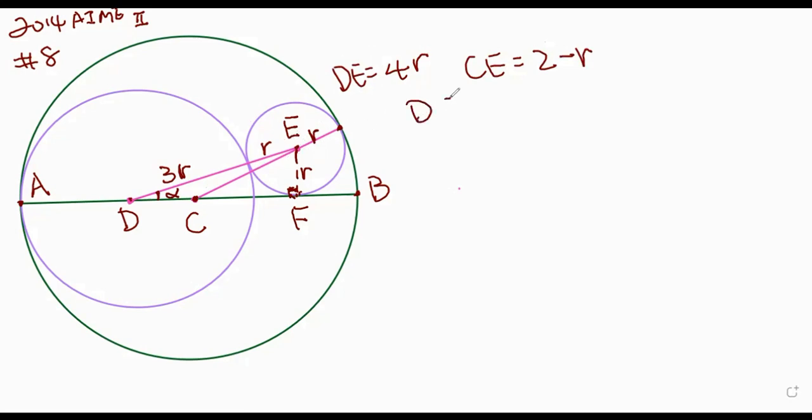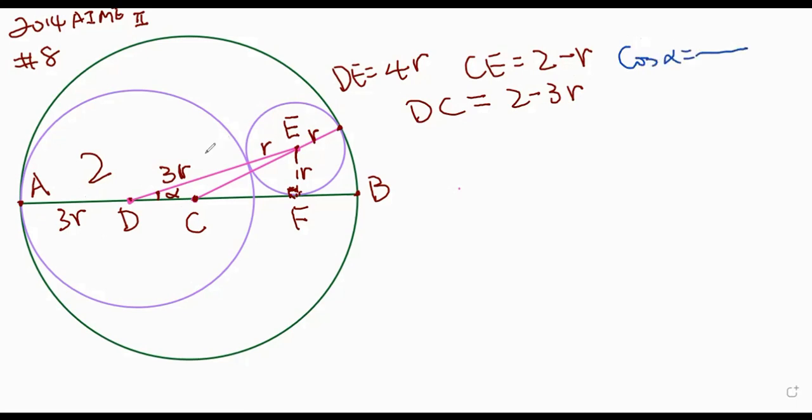And how much is DC? AC is the radius of circle C, which is 2. We subtract AD, the radius of circle D, which is 3R. So we get 2 minus 3R. Okay, now it's almost done because we can calculate cosine alpha.